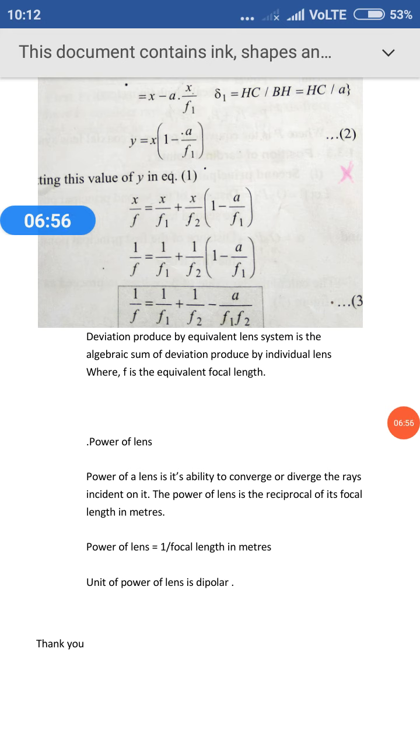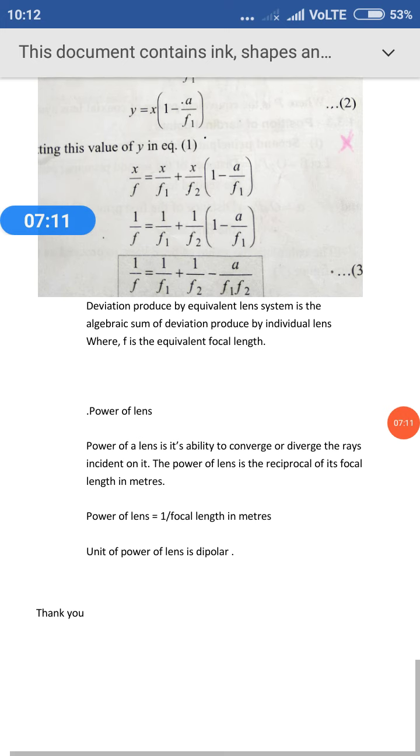The last point is power of lens. Power of lens is its ability to converge or diverge the ray incident on it. The power of a lens is the reciprocal of its focal length in meters. Power of lens equals 1 by focal length in meters. The unit of power of lens is dioptre.